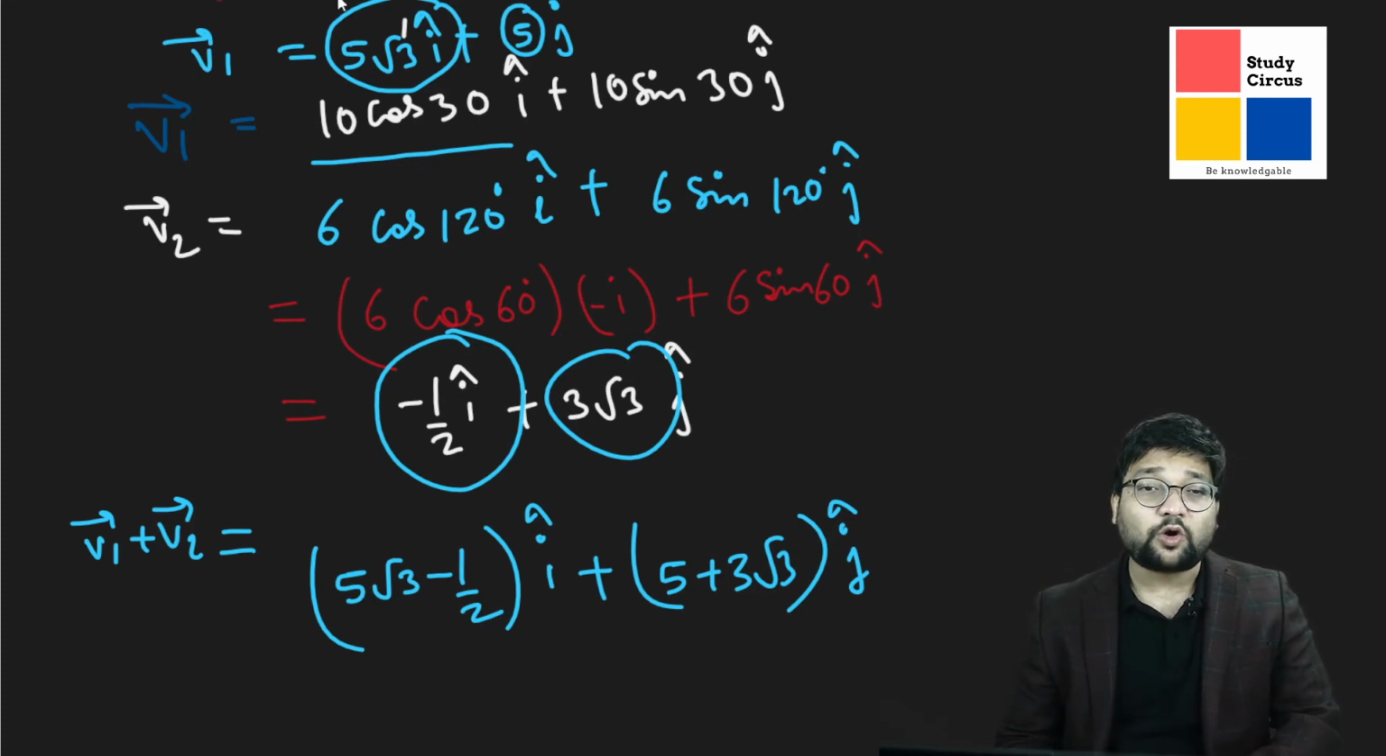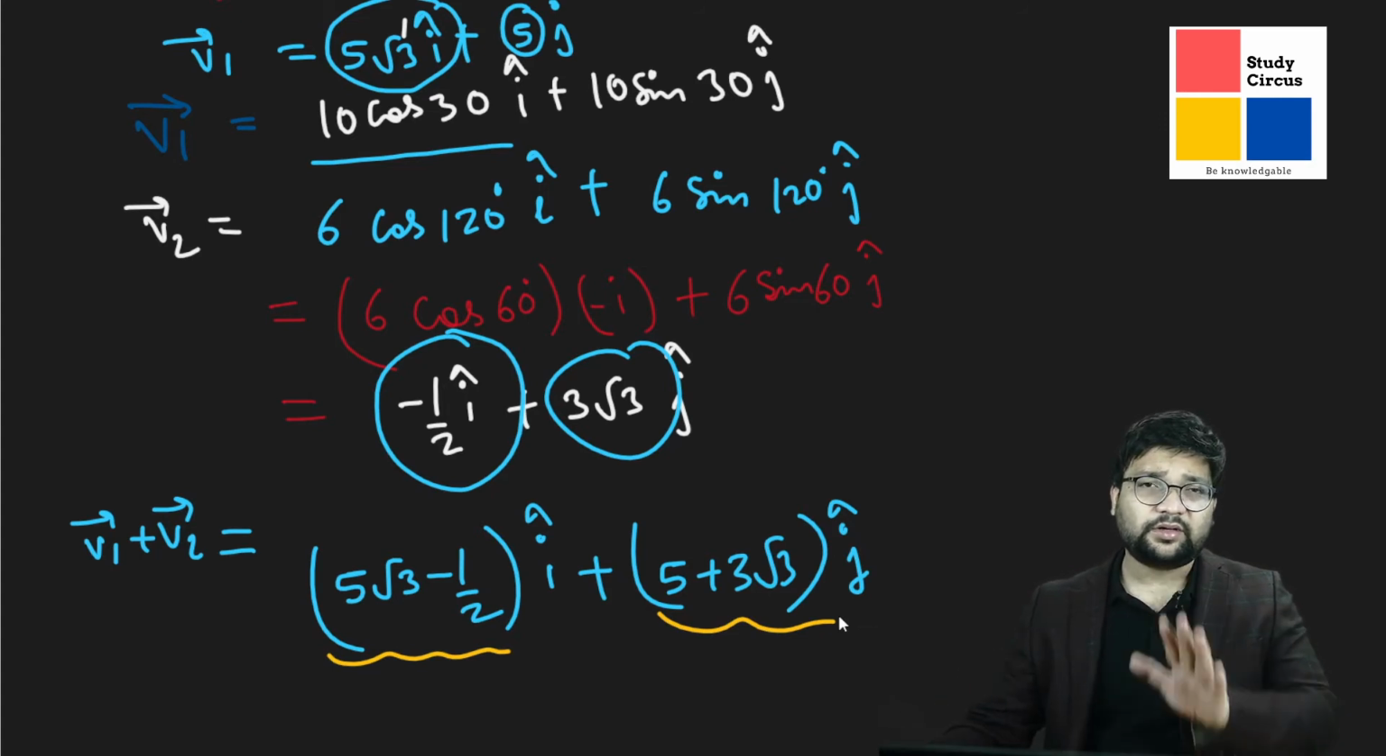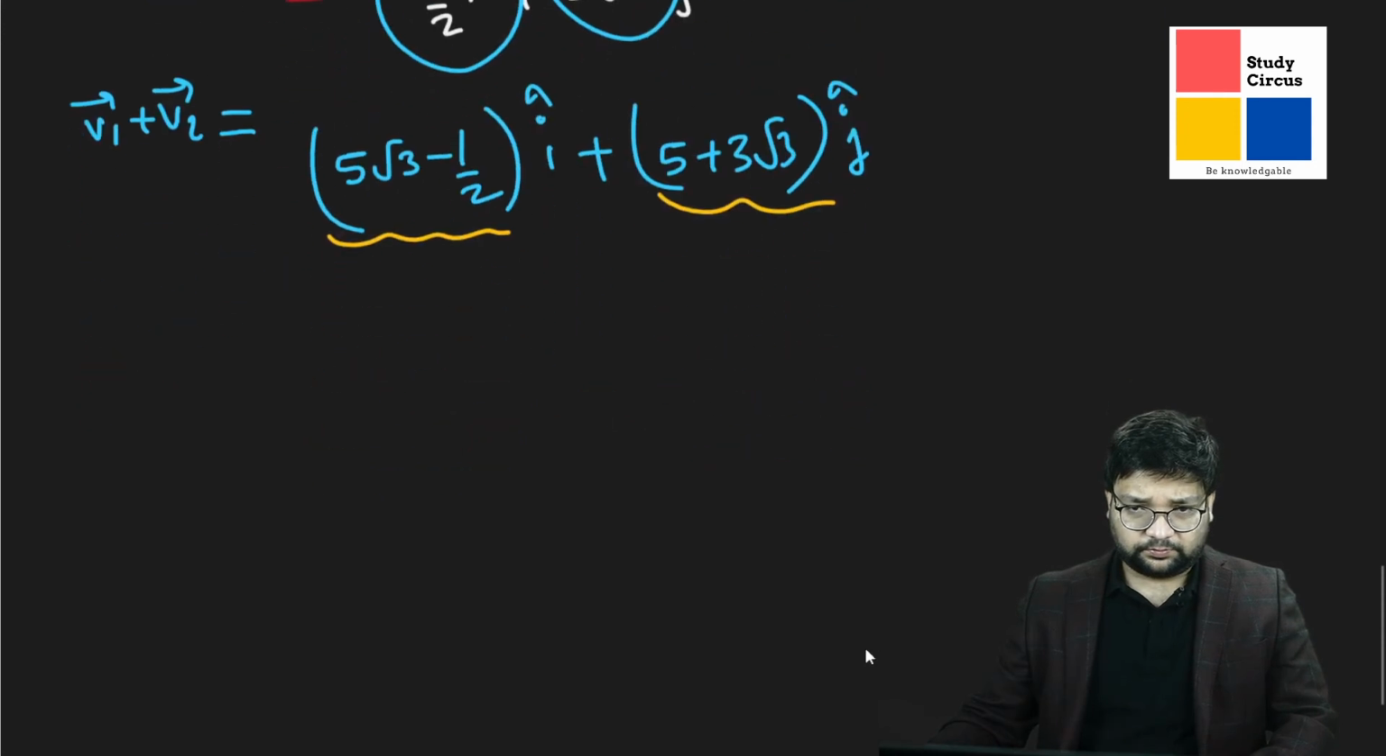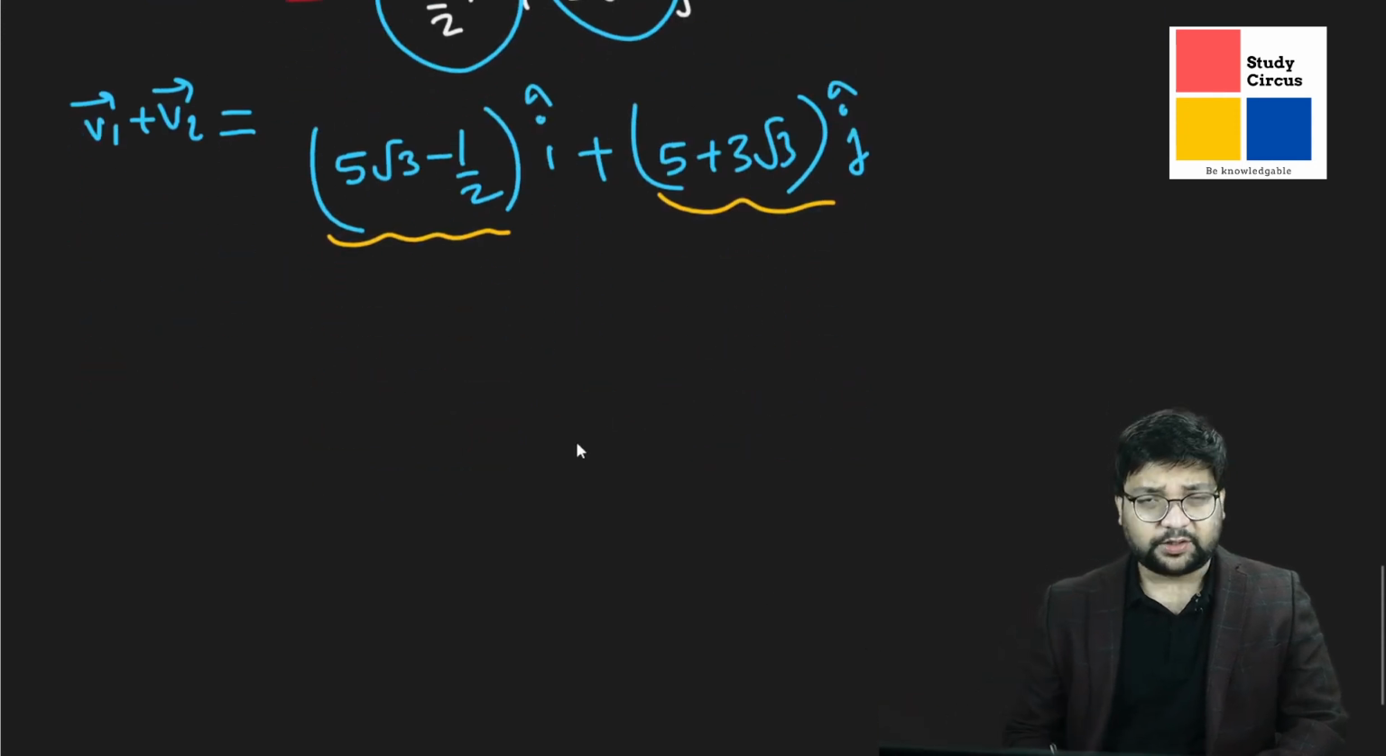What is the x component of the resultant vector? This much. What is the y component of the resultant vector? This much. So this is again a vector. This is the resultant of the two vectors. Let's say I call this r vector, the resultant of the two vectors.